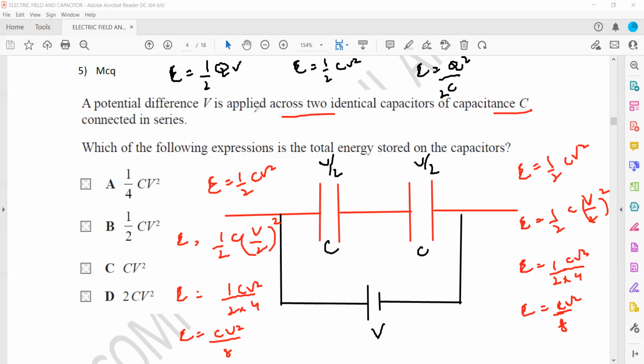But they did not ask for the energy of each, they asked for the total energy. So we have to add them: CV square by 8 plus CV square by 8. When we sum, with 8 as the LCM, it will be CV square by 4, or 1 by 4 CV square. So option A will be the right answer. Is it clear? Question 5 was about the energy stored in the capacitor.